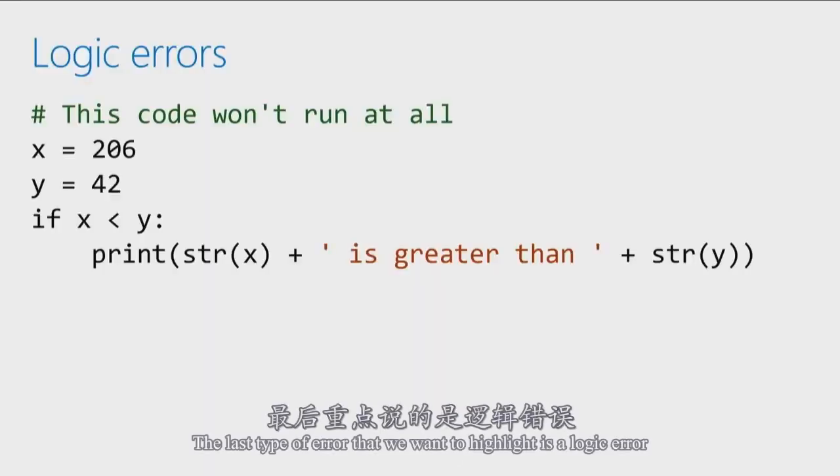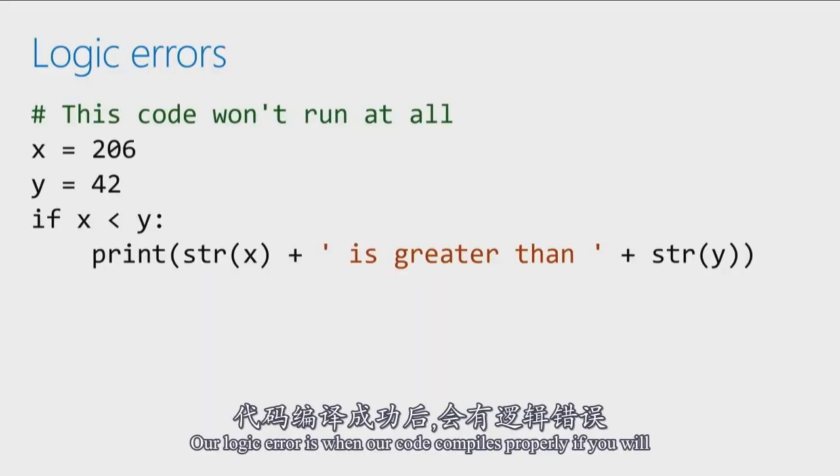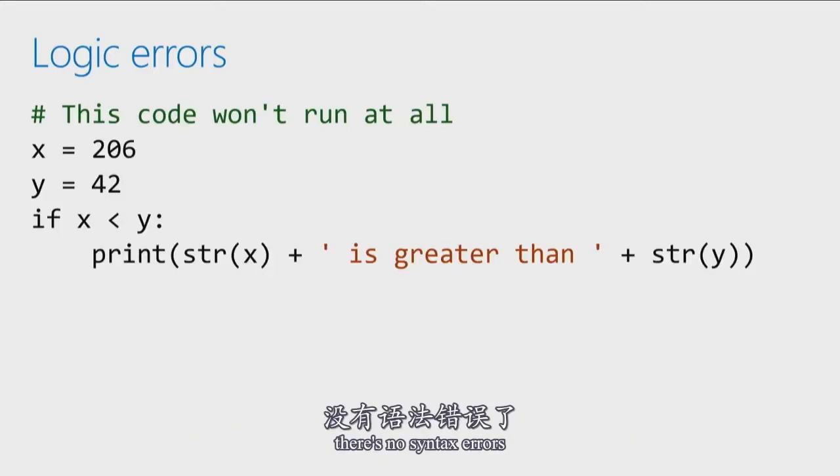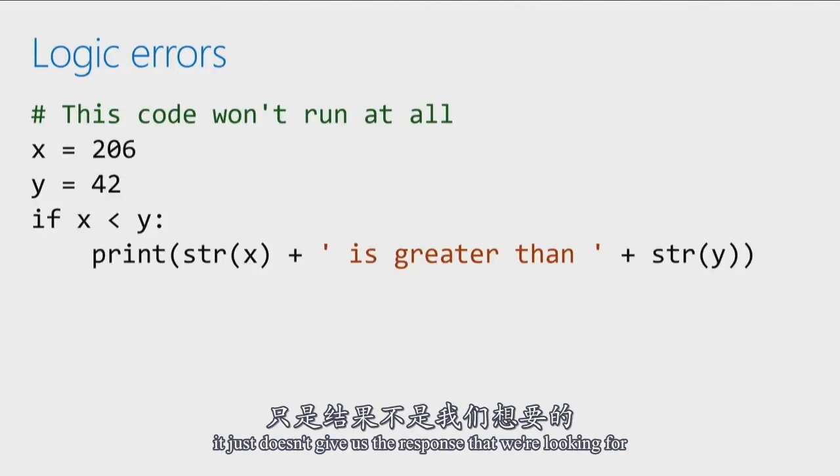All right. The last type of error that we want to highlight is a logic error. A logic error is when our code compiles properly, if you will. There are no syntax errors. It doesn't give us an error message, so there are no runtime errors. It just doesn't give us the response that we're looking for.